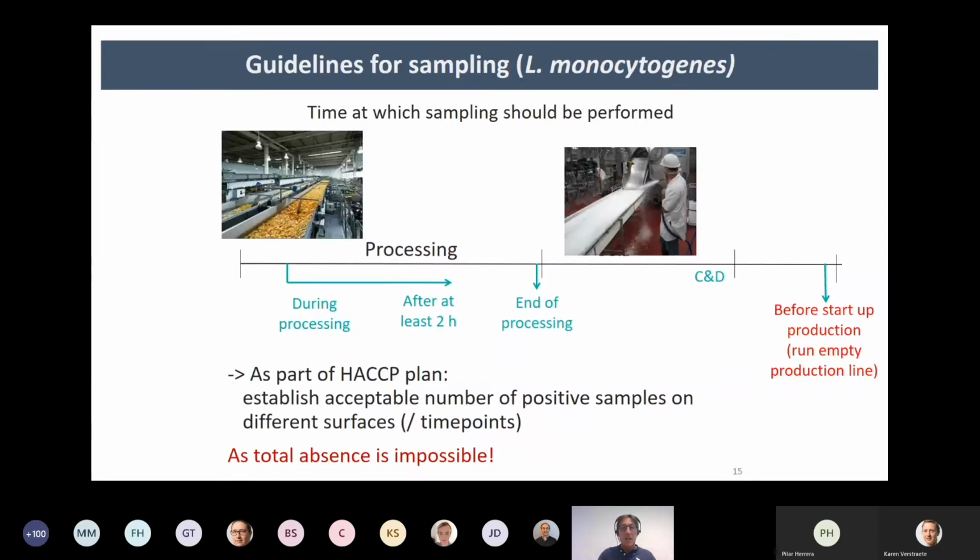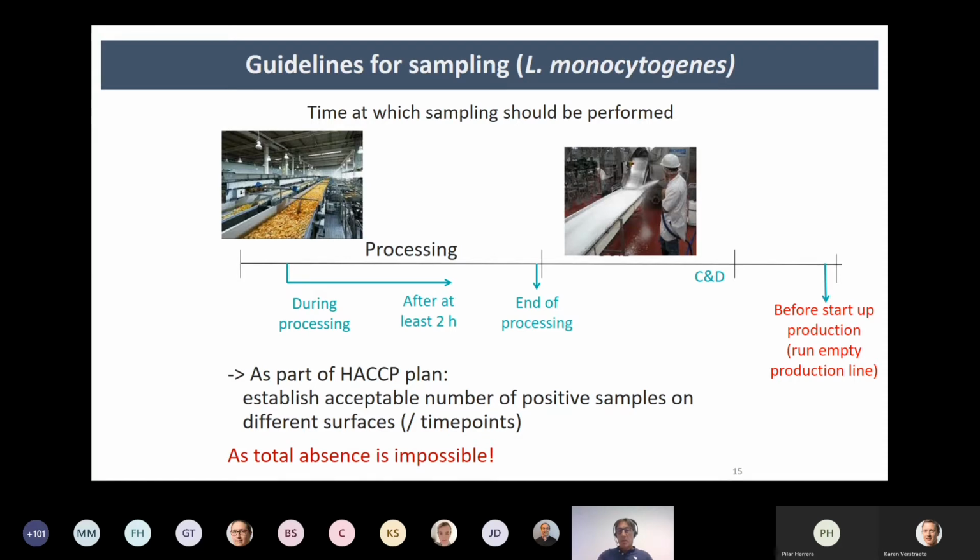Okay, now first, the sampling moment. On which moments do you have to sample? Well, that depends on what you want to check. If you want to check your cleaning and disinfection, of course, you need to sample after the cleaning and disinfection. But we always advise to not sample immediately after cleaning and disinfection, but just before start-up of your production.